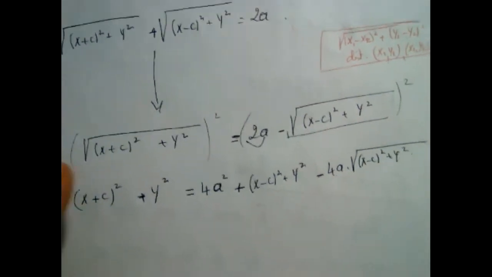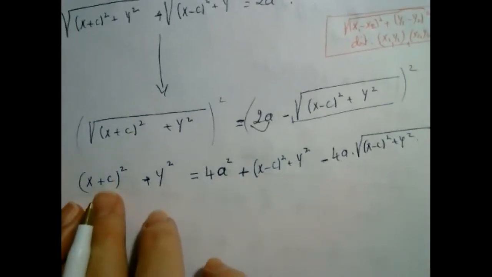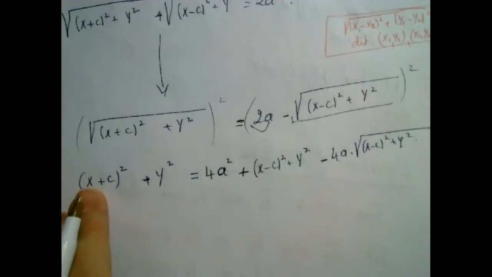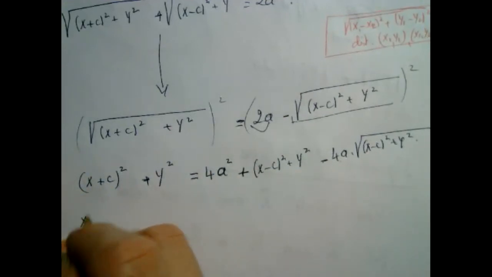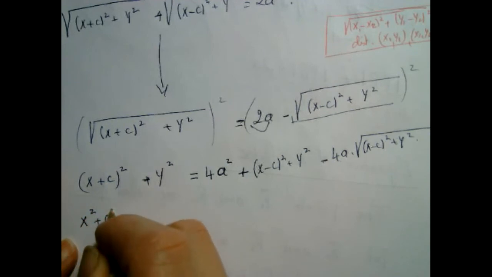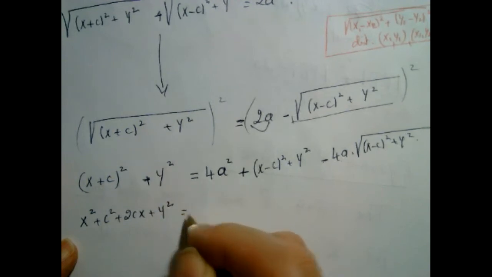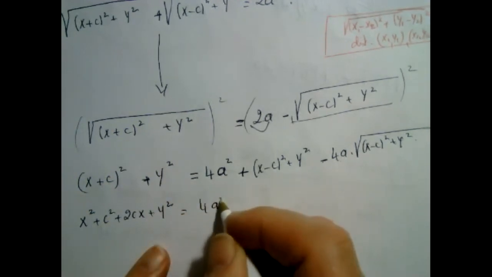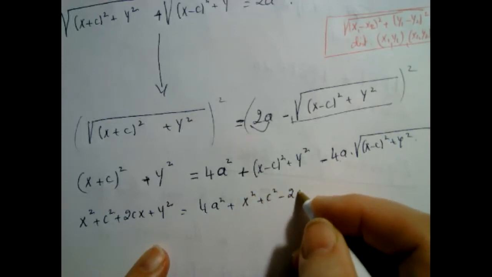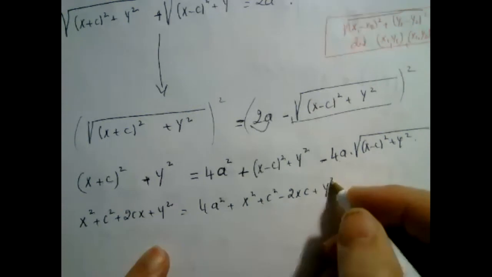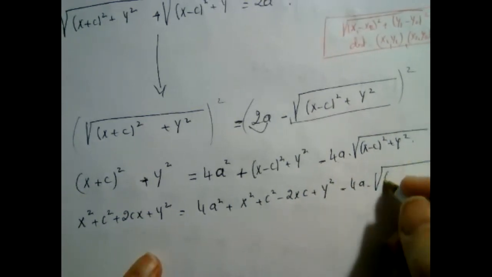My goal is to simplify this equation, to really, really simplify it. Now I'm going to see what I can do. I'm going to distribute here and do some simplification. If I distribute this, it gives me x squared plus 2cx plus y squared. And this will give me 4a squared plus x squared minus 2xc plus y squared, minus the 4a times the square root of this term.